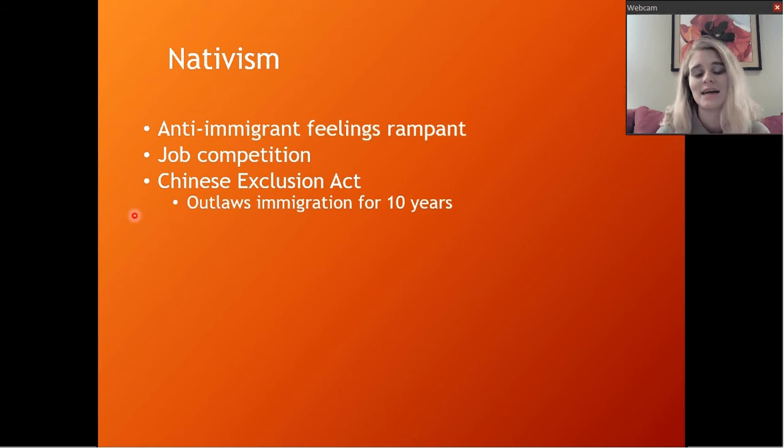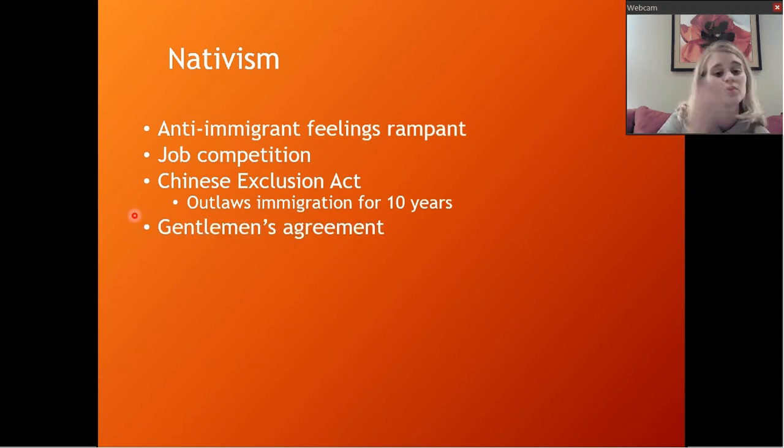This act is actually continually renewed until World War II. That's 1940, right? So almost for 50 years in this country, we said we won't let anybody in from China, right? We put a quota on that. No Chinese people. We also make an agreement with Japan. We call it the Gentleman's Agreement.